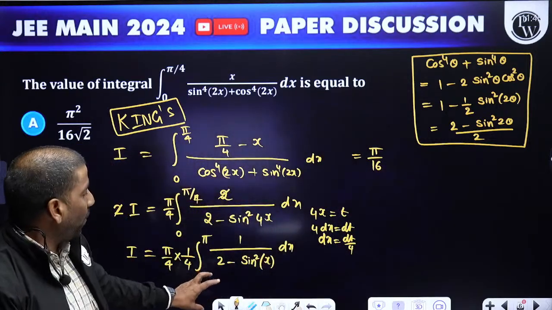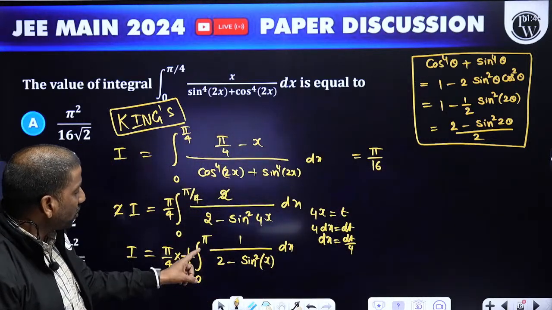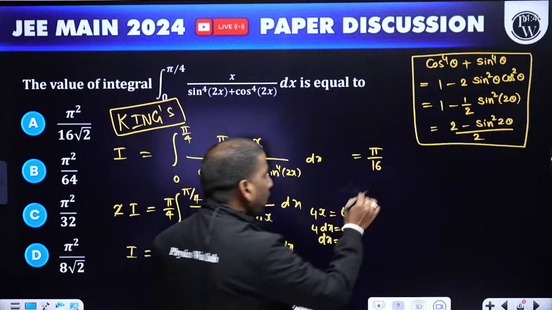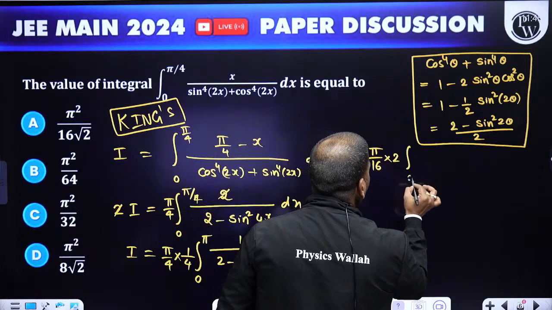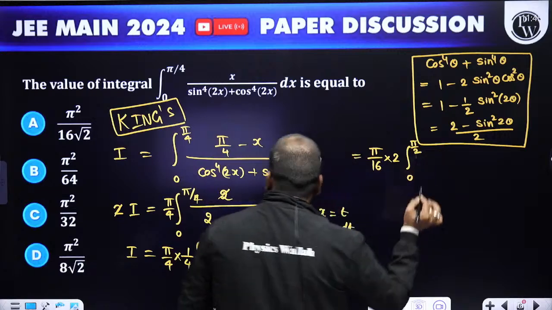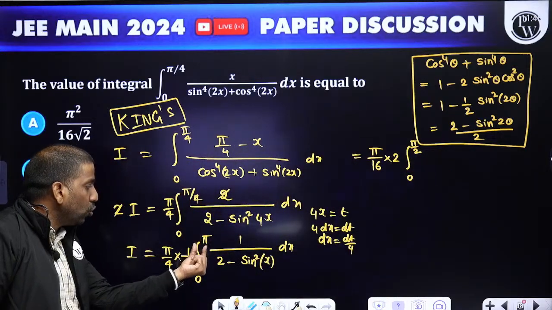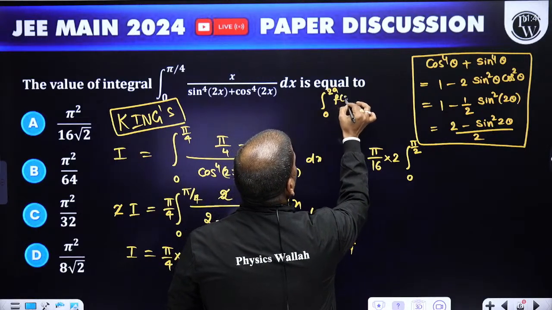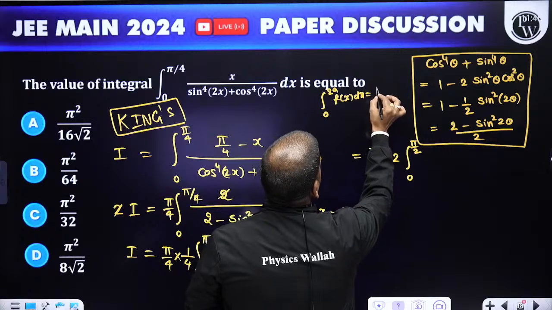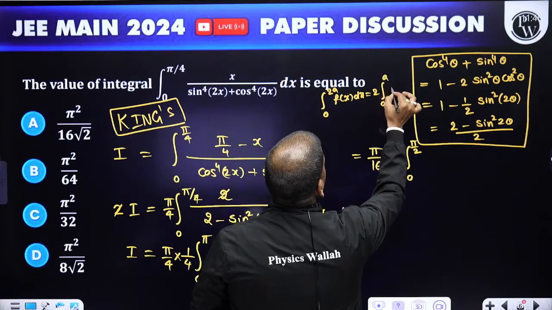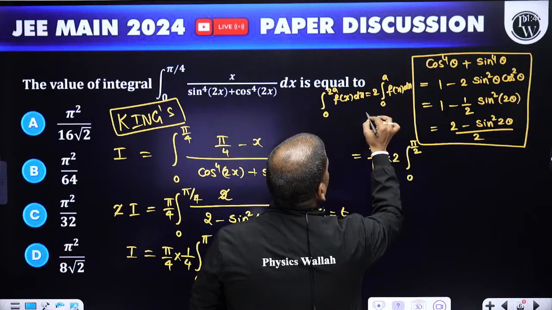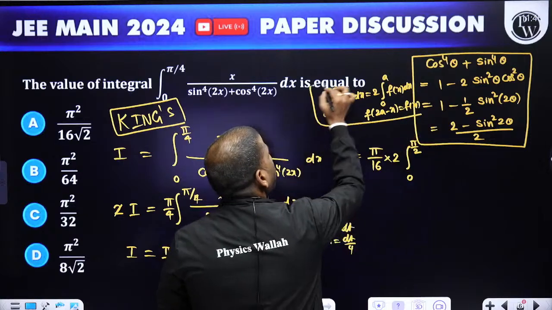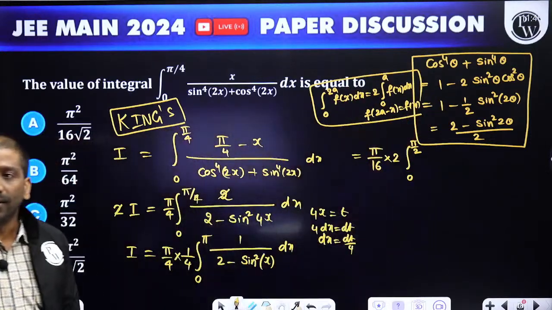Observe, again we apply the 0 to 2a property. Why? Because when I write pi minus x, sin pi minus x is sin x only. So then we write 2 times integral 0 to pi by 2. So pi will become pi by 2. What property are we applying here? Integral 0 to 2a f of x dx is equal to 2 times integral 0 to a f of x dx, provided f of 2a minus x is equal to f of x. Using this property. Right?